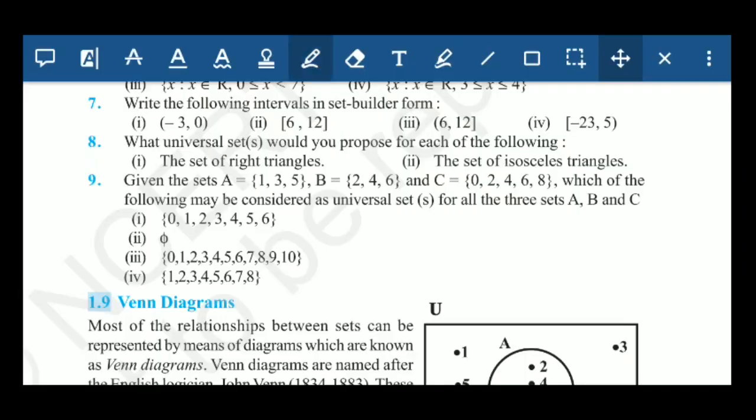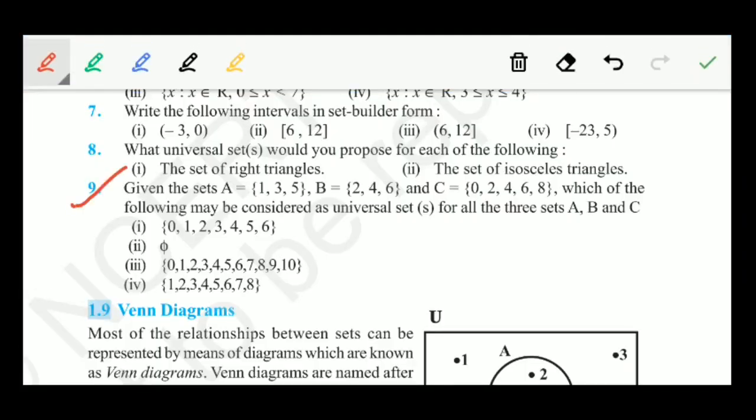In the ninth question, they have given 3 sets A, B and C. Which of the following may be considered the universal set of sets A, B, C? Its answer is the third part, because the third part contains set A and set B and C. So its answer is this one.